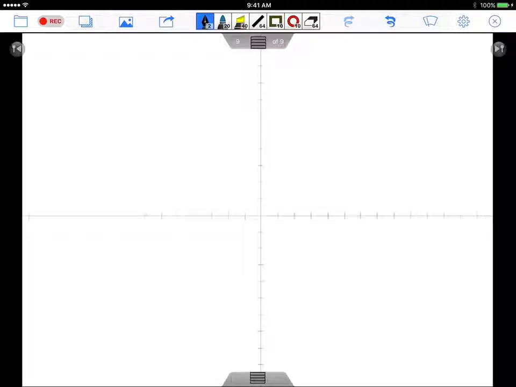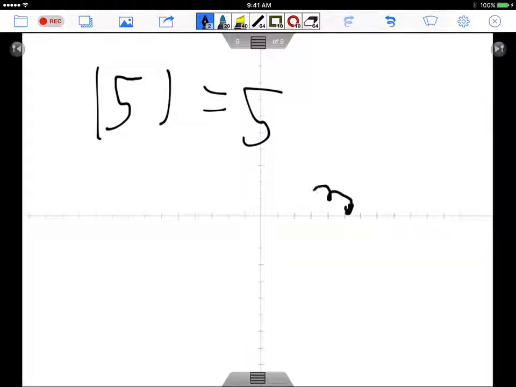So let's practice. Let's have 5. What's the absolute value of 5? You probably made it out, so just shout out the answer. 5, you got it. So let's start here. Where's 5? 1, 2, 3, 4, 5. You get the idea.